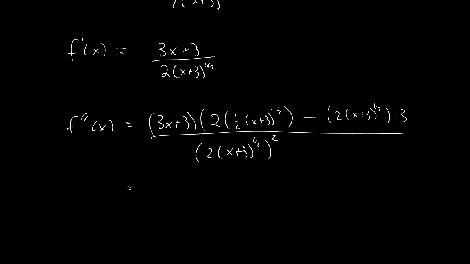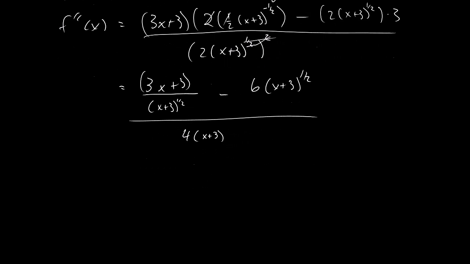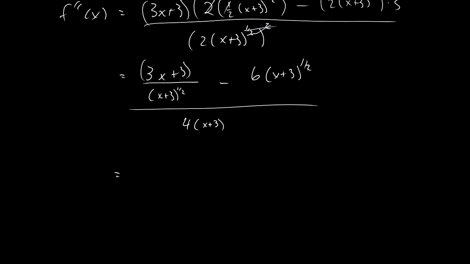We neaten this up a little bit. We got 3x plus 6. Negative 1/2 means it goes into the denominator. We have 2 times 1/2, so those cancel out. So we have (x plus 3) to the 1/2 minus, we have a 6 times (x plus 3) to the 1/2 all over 4 times (x plus 3), because the squared and the square root cancel out. This looks a little bit ugly, so let's neaten it up a little bit.